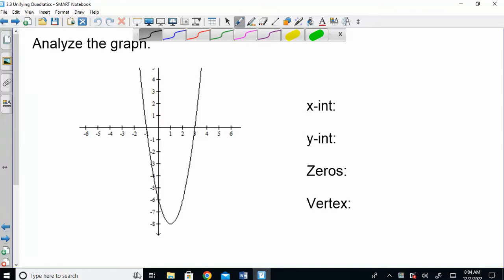The next thing I want to do is talk a little bit about a graph. So here is the graph of a quadratic. We know a quadratic is just a parabola. If I ask you to find the x-intercepts on this graph, what am I looking for? Well, the x-axis. So what are they? -1 and 3.